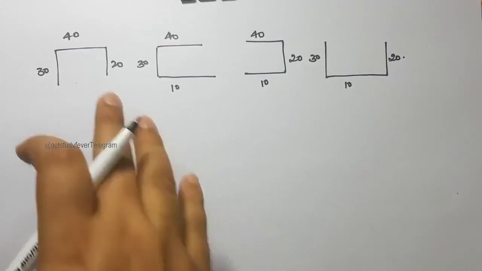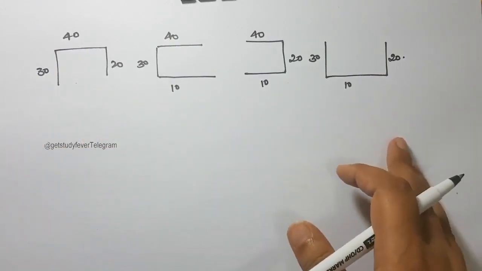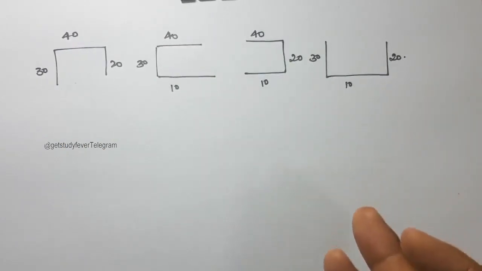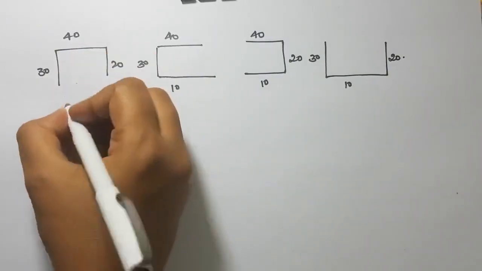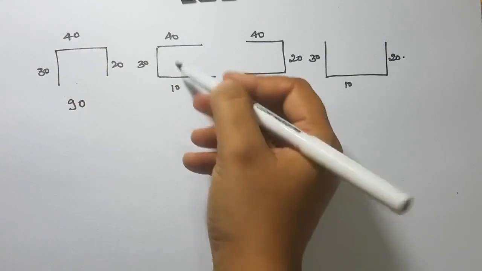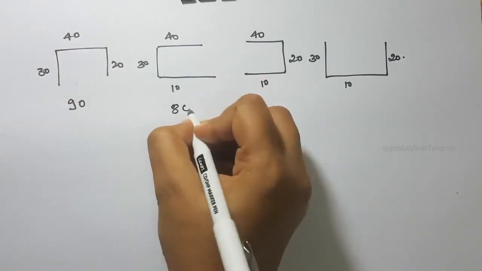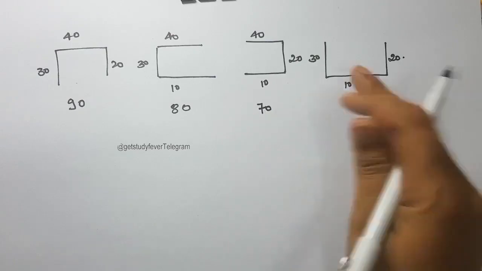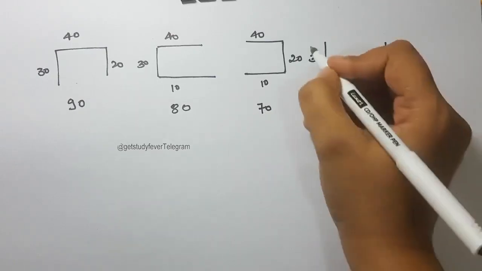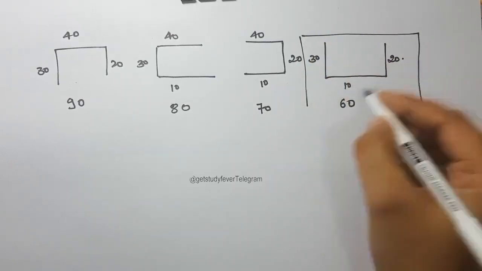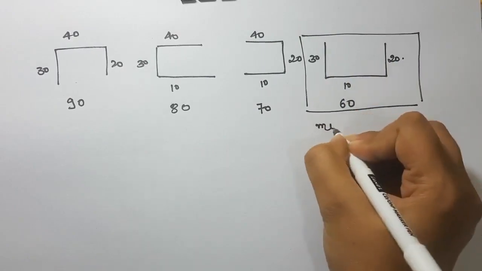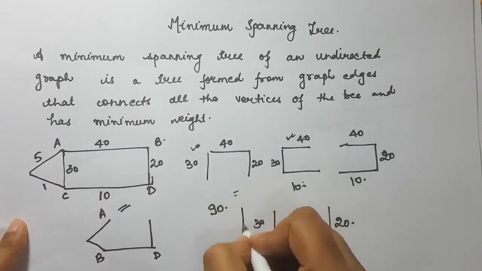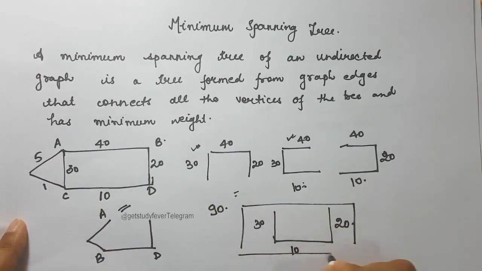So we have seen that these are the 4 spanning trees that could be possible. So let's calculate the weight of each of them and let's see which is having the minimum weight. So in this case, our weight is 90. Here we get weight as 80. In this case, we have weight as 70. And here we get weight as 60. So I can say that this particular spanning tree is having the minimum weight. So for this particular graph, this is my minimum spanning tree.